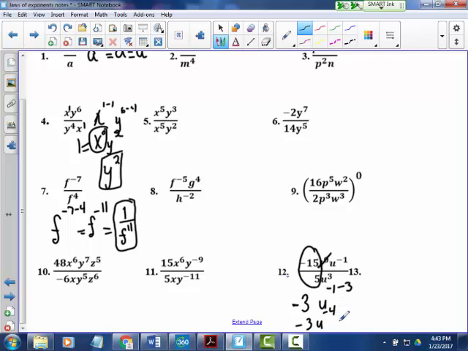So we want to rewrite that to get rid of the negative exponent. So we're going to have to do the reciprocal. Negative 3 doesn't have a negative exponent, so we write negative 3 above the fraction line, and then u to the negative 4th would be written below, except now it's positive 4 because we've rewritten the negative exponent as a positive exponent.